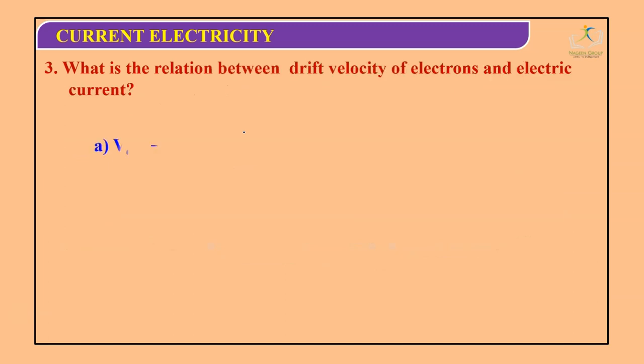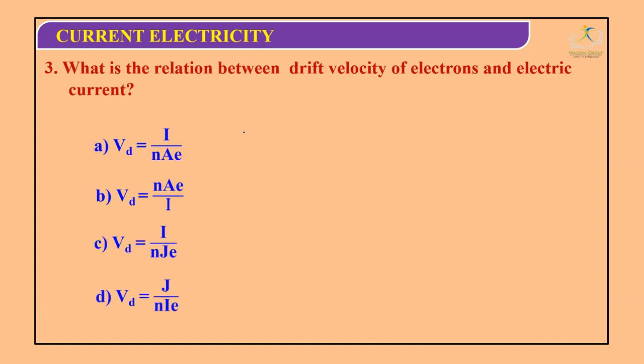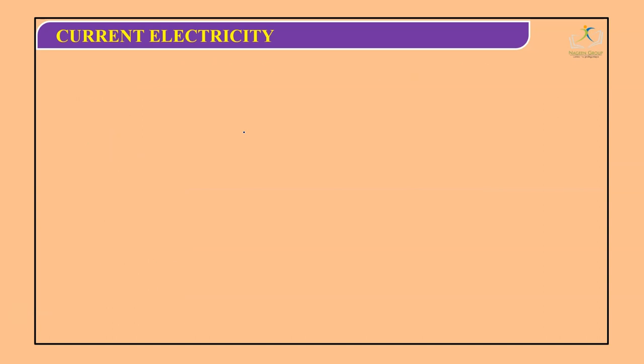What is the relation between drift velocity and electric current? Vd is equal to I by neA. So we have these options. The correct option for this question is option first.